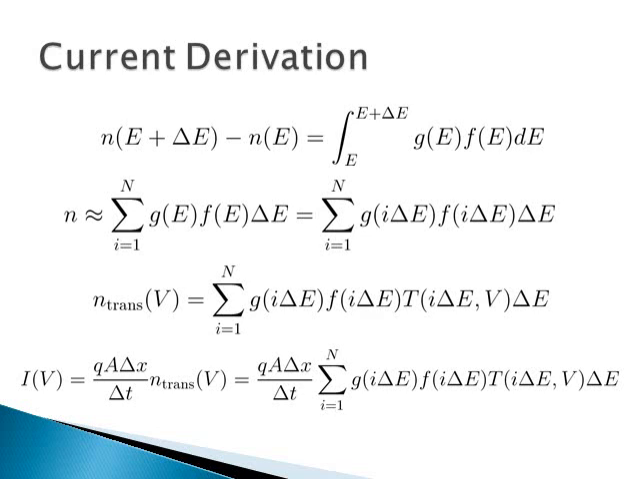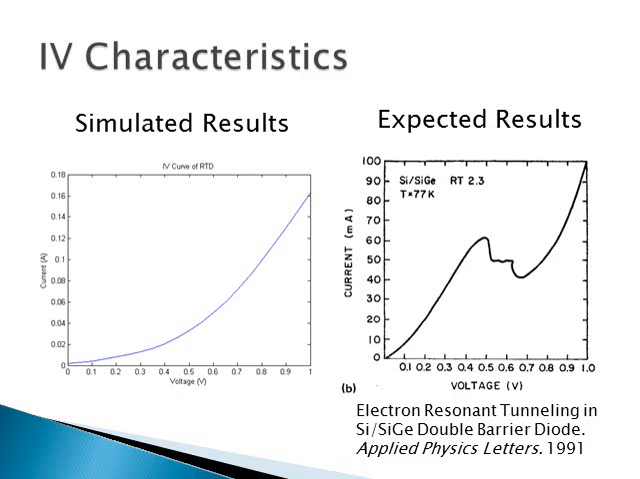The total transmitted electrons can then be found by weighing each term in the summation by the transmission probability of the wave packet at that energy for a given voltage. To finally find current, this term can be input into the main equation for current. The current is then calculated at various voltages to generate an IV curve.